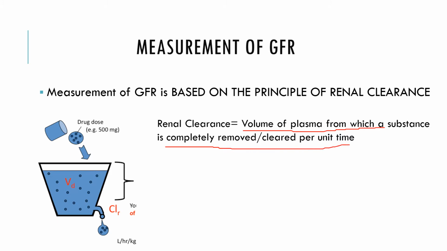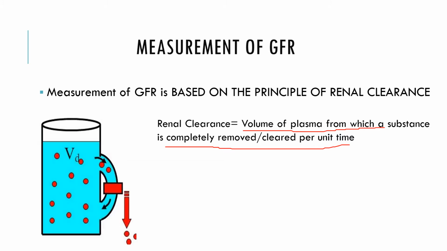Suppose this is plasma, we know so many solutes are there. So I am taking one solute. The volume of plasma, suppose it is coming out through this tap, the volume of plasma that is cleared, through this tap it can excrete or eliminate the solute. So the volume of plasma that is completely cleared of this specific solute per unit time is known as the renal clearance.